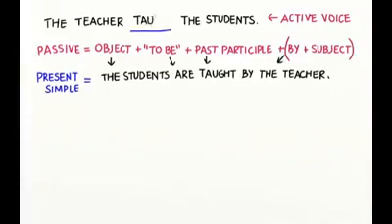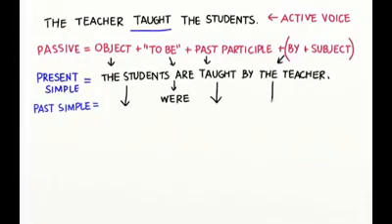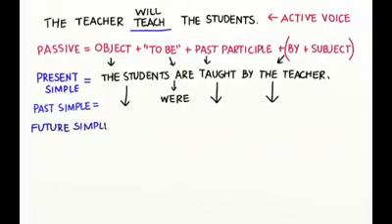Now let's try a sentence in the past tense. The teacher taught the students. To write this in passive voice, we would say, the students were taught by the teacher. Notice the only thing that changes is the form of to be. And now let's try the future tense. The teacher will teach the students. In passive voice, this sentence is, the students will be taught by the teacher.